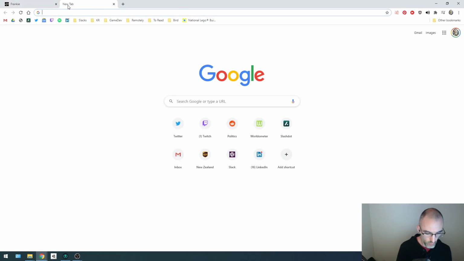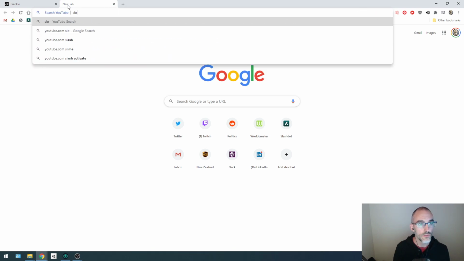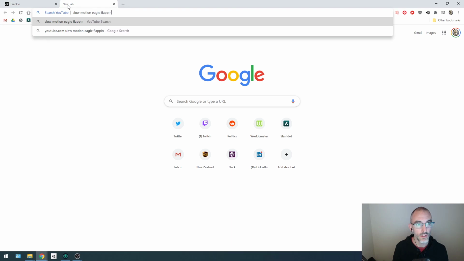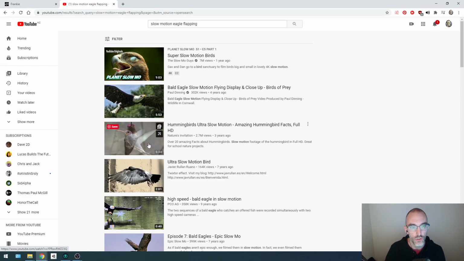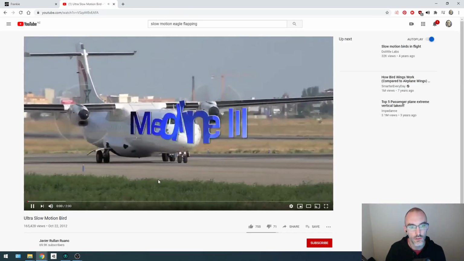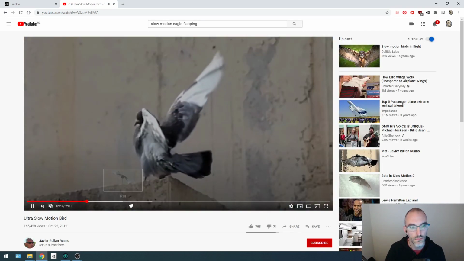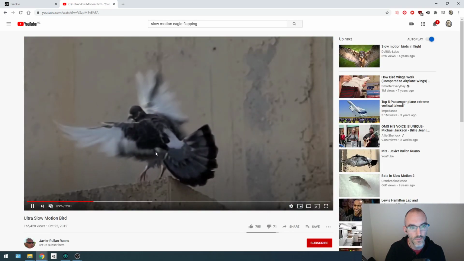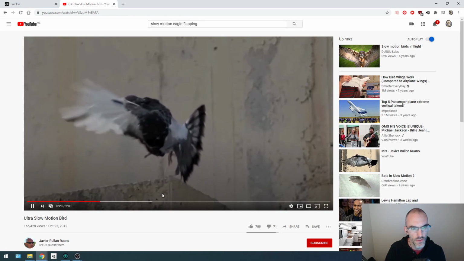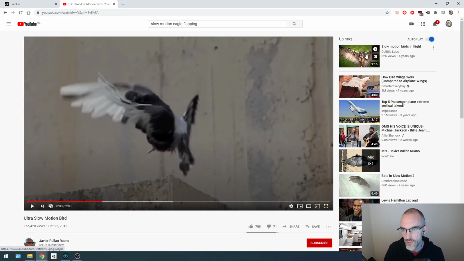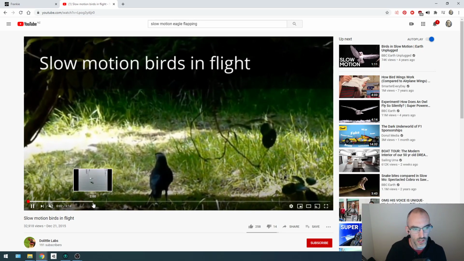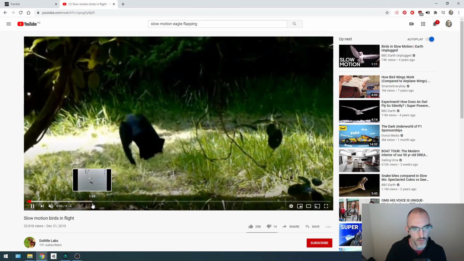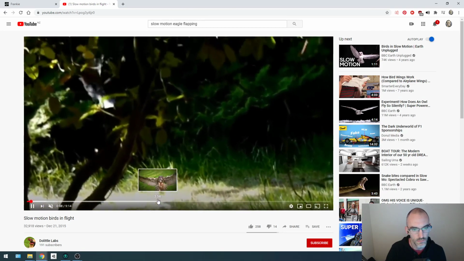In fact, maybe we can just real quick look at a slow motion eagle flapping. Let's see if there's a video. Ultra slow motion bird. Okay, so this is not actually slow motion. The thing was using something called Twixtor, and Twixtor actually blends frames together. Here we go.